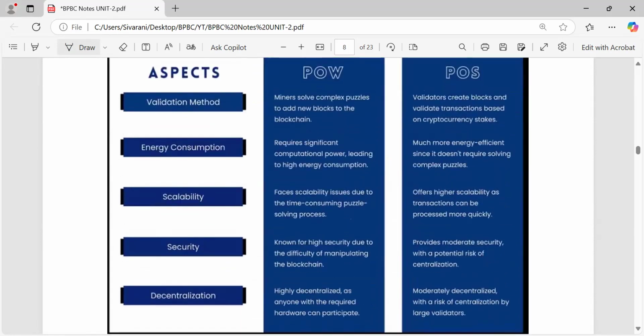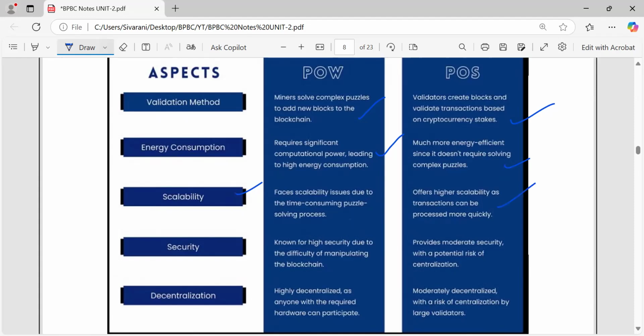This is the difference between proof of work and proof of stake. Validation method: in proof of work, miners solve complex puzzles to add new blocks to the blockchain. In proof of stake, validators create a block and validate transactions based on their cryptocurrency stake. Energy consumption: proof of work requires more power and energy compared to POS. POS is energy efficient; it does not require solving complex puzzles. Those who have more stake become the validator.